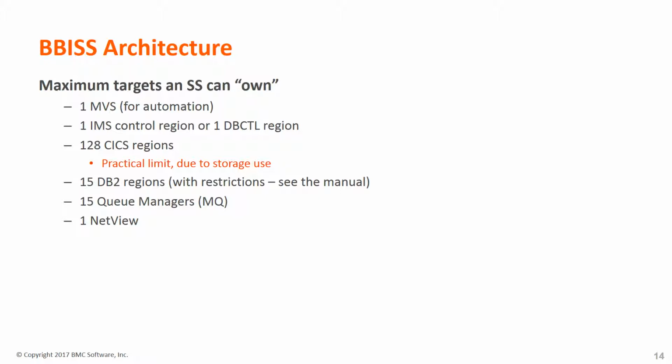The BBISS can also support a single IMS, because of the way that messages are identified in the AOI exit, which limits that to one message region per BBISS. We can support up to 128 CICS regions, up to 15 DB2s, 15 queue managers, and then 1 NetView session.